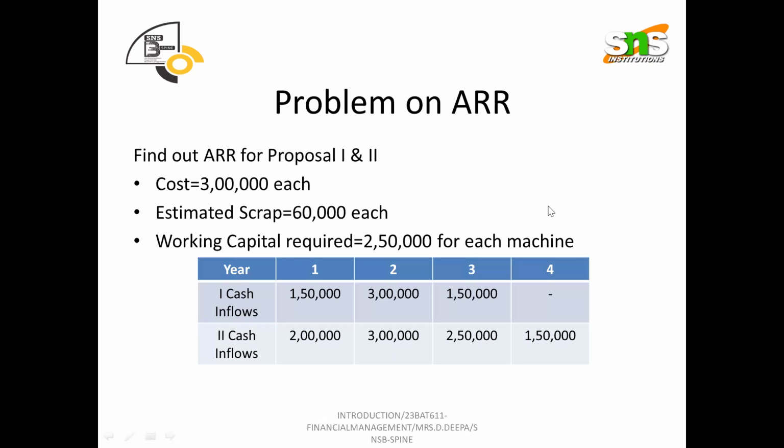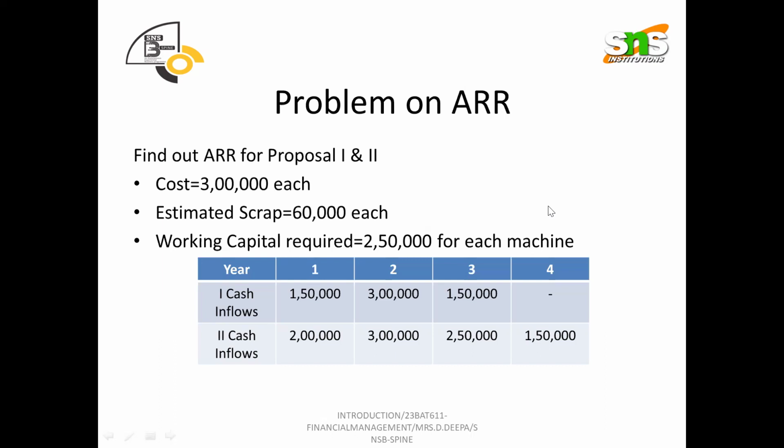Here we need to find ARR for the given proposals. Two proposals are there, and the details given for us is cost. Cost is nothing but initial investment, that is 3 lakhs. Estimated scrap is also given here, since the problem we are going to discuss has scrap value and working capital. Scrap is 60,000 for both the proposals. Similarly, working capital is 2,50,000 for both the proposals.